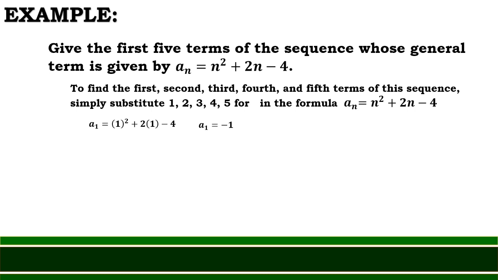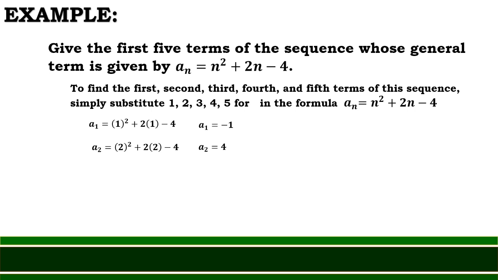How about the second term? For the second term, you have 2 squared plus 2 multiplied by 2 minus 4. 2 squared will give you 4. 2 times 2 will give you also 4. So you have 4 plus 4 here will give you 8. And 8 minus 4, the second term will be 4.